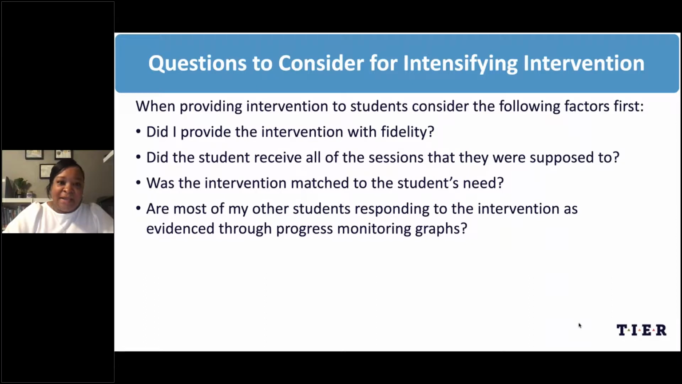When providing intervention to students, consider the following factors first. Did I provide the intervention with fidelity? Did the student receive all the sessions they were supposed to receive? Was the intervention matched appropriately to the student's need? And are most of my other students responding to the intervention, as evidenced through the progress monitoring graphs?